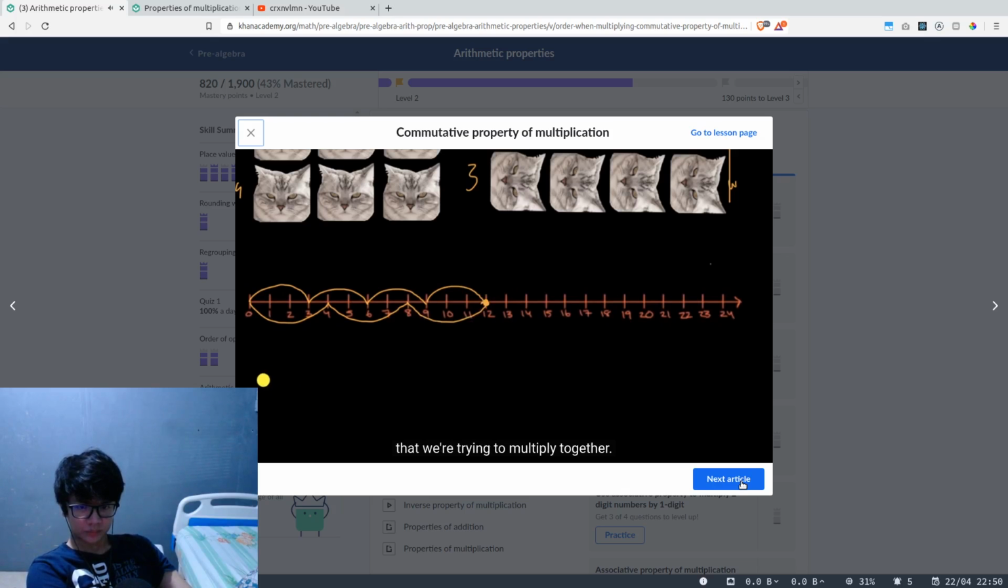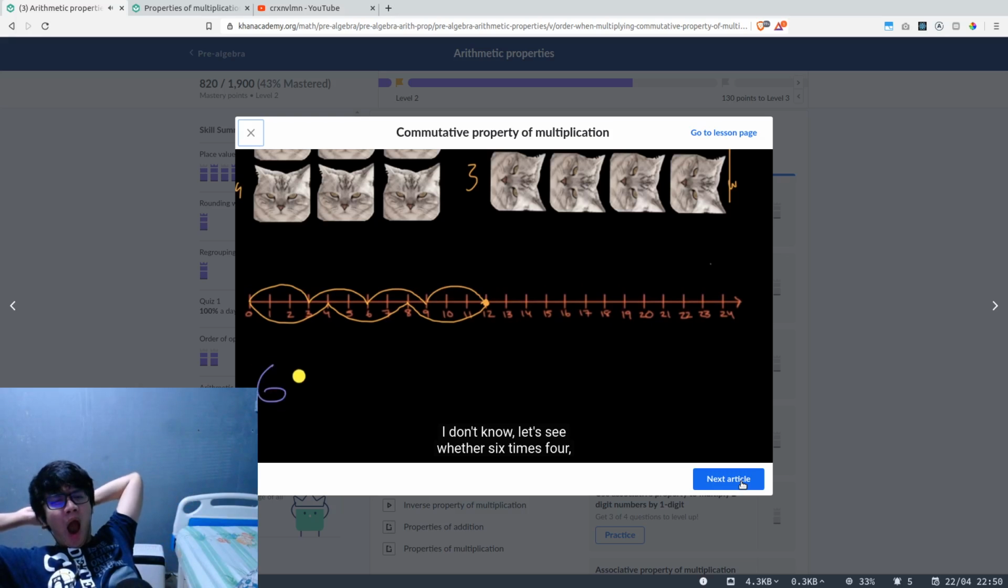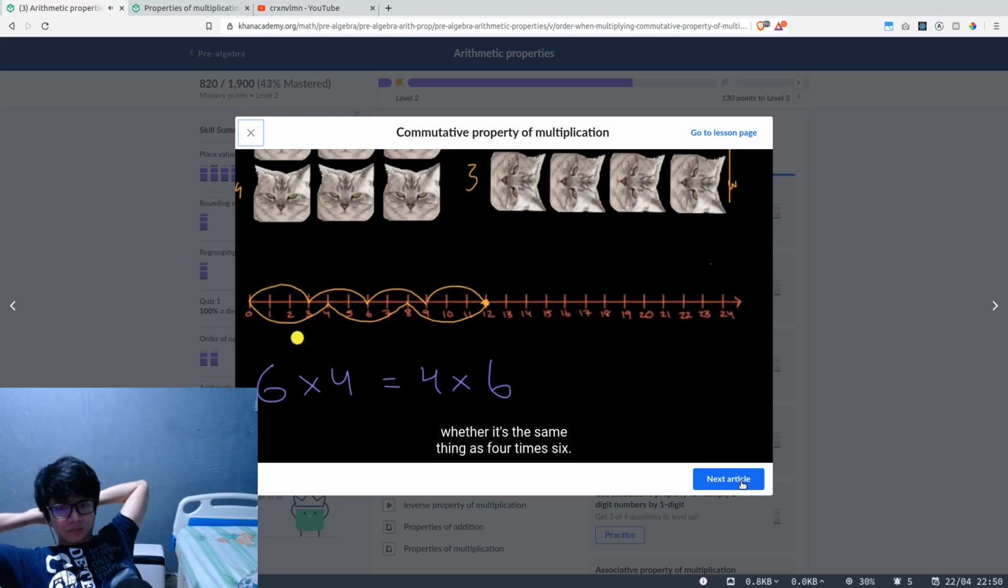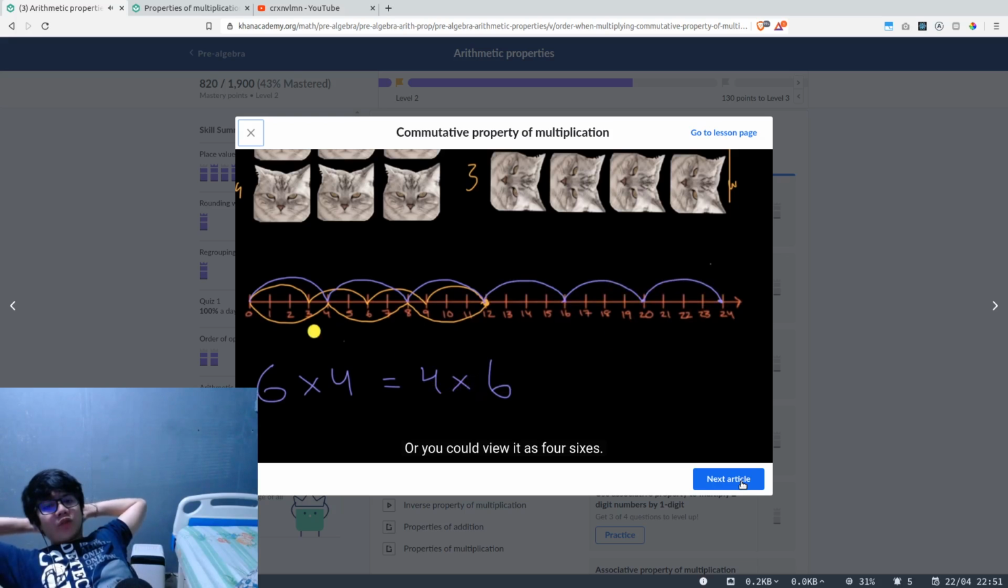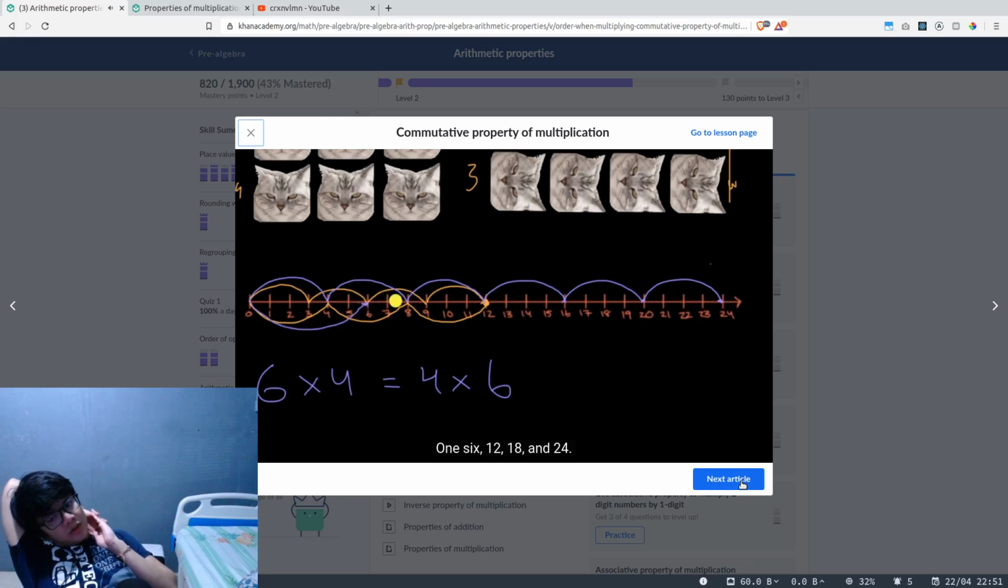And I've focused a lot on 3 and 4, but we could do it with any two numbers that we're trying to multiply together. So let's say we wanted to do that with, I don't know, let's see, 6 times 4, whether it's the same thing as 4 times 6. Well, you could view it as 6 fours: 4, 8, 12, 16, 20, and then 24. Or you could view it as 4 sixes: 6, 12, 18, and 24.